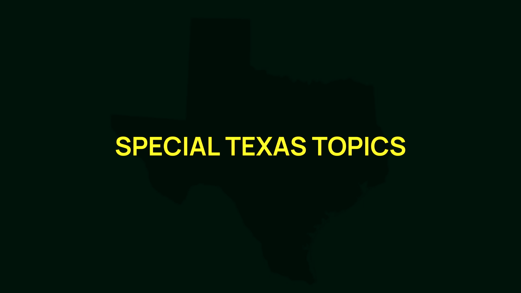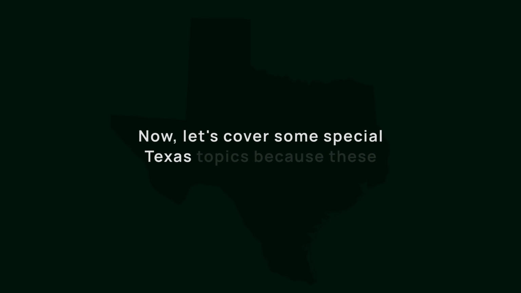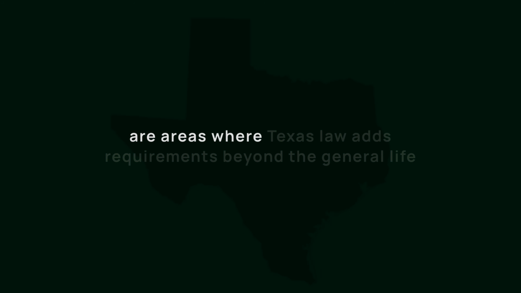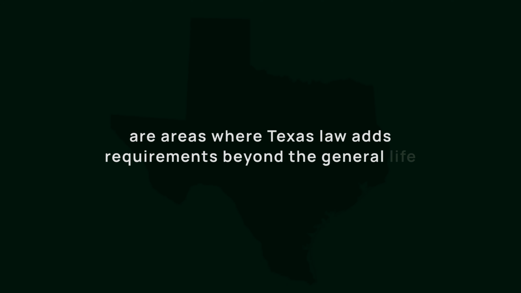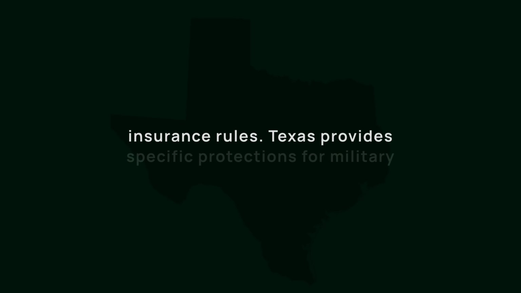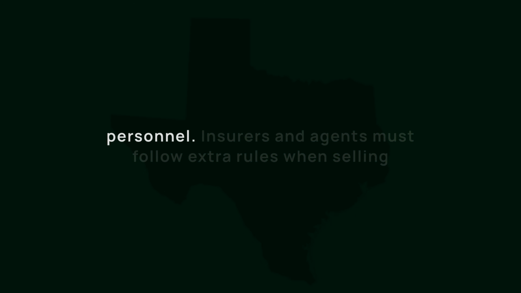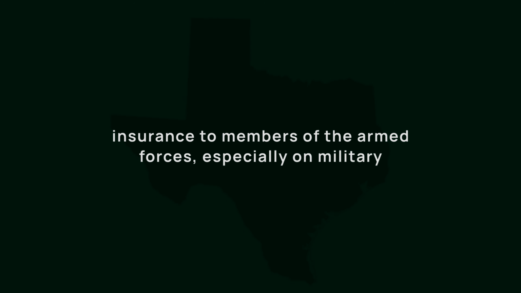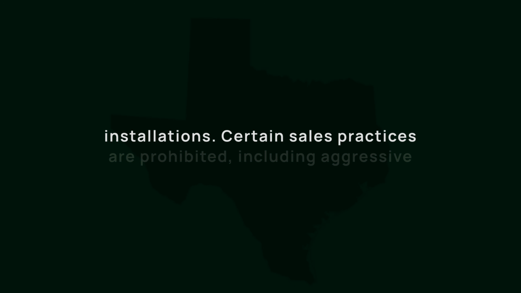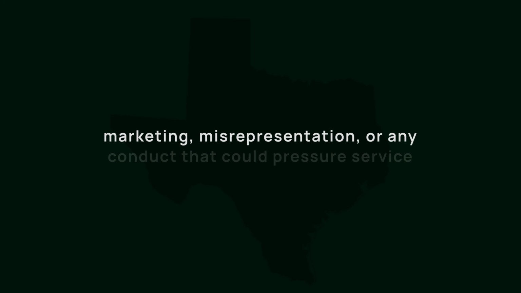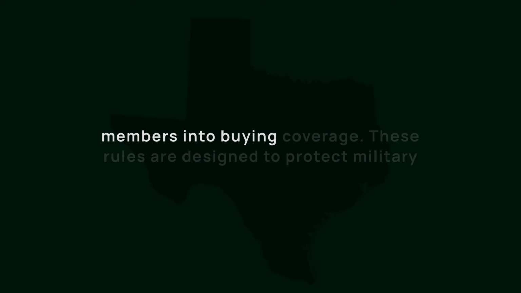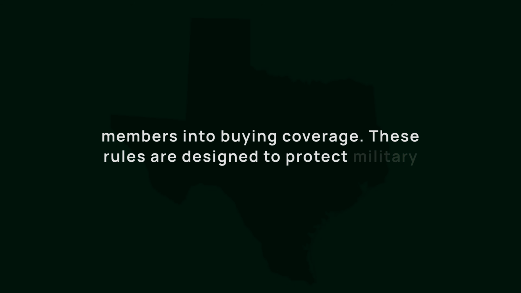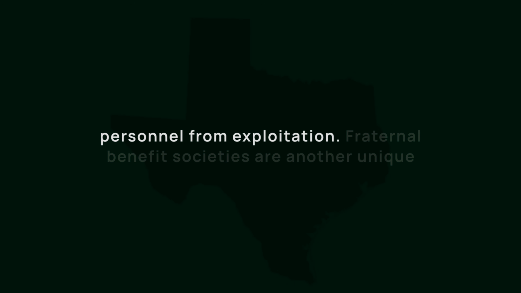Special Texas Topics. Now let's cover some special Texas topics, because these are areas where Texas law adds requirements beyond the general life insurance rules. Texas provides specific protections for military personnel. Insurers and agents must follow extra rules when selling insurance to members of the armed forces, especially on military installations. Certain sales practices are prohibited, including aggressive marketing, misrepresentation, or any conduct that could pressure service members into buying coverage. These rules are designed to protect military personnel from exploitation.